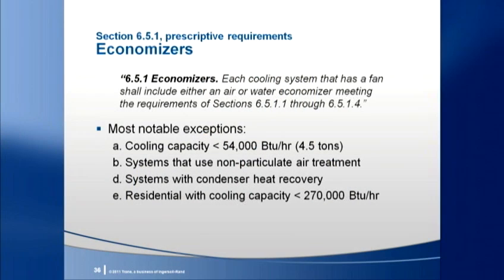Next, let's discuss the implications of the requirement for an economizer. As part of the prescriptive requirements, ASHRAE 90.1 requires that each cooling system that has a fan shall include either an air or water economizer. There are a number of exceptions. Most notable is exception A, which limits the requirement to fan cooling units 4.5 tons or greater, and only in some climate zones. Even after apportioning the dedicated outdoor air capacity to the capacity of the local HVAC units, many cooling systems will be smaller than this threshold, making them exempt from this requirement.